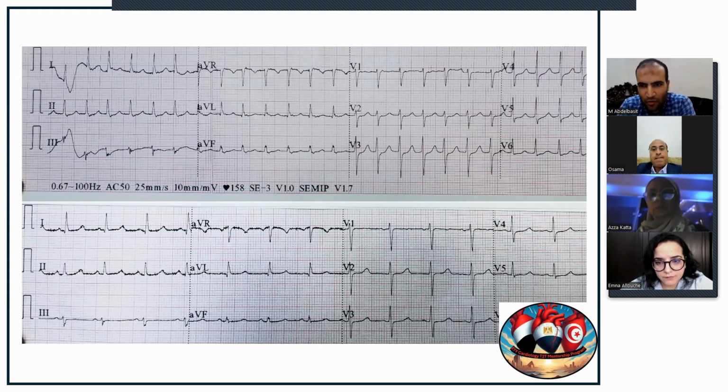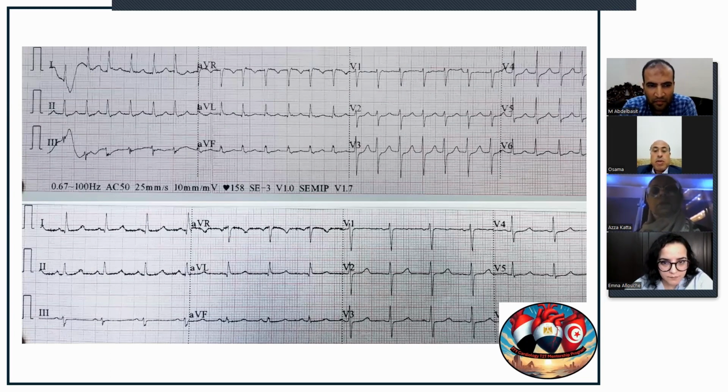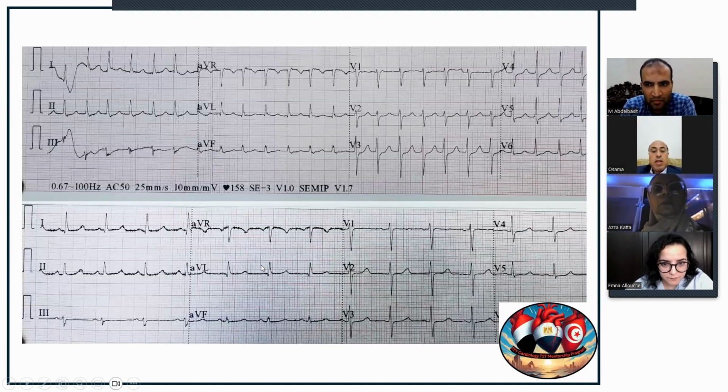So my question to you, Dr. Osama: how could you approach such a narrow complex tachycardia in this ECG? Okay, in this ECG, we have a narrow complex tachycardia. The P wave is not visible. The P wave and the QRS complex are coincidental. So according to our simplified approach above, we have an AV nodal reentrant tachycardia. If you look at the ECG below, which is the sinus rhythm, you can compare the QRS complex in V1, which is identical.